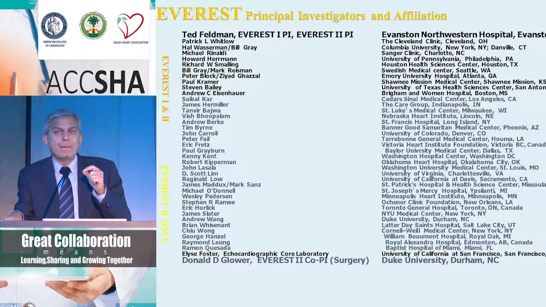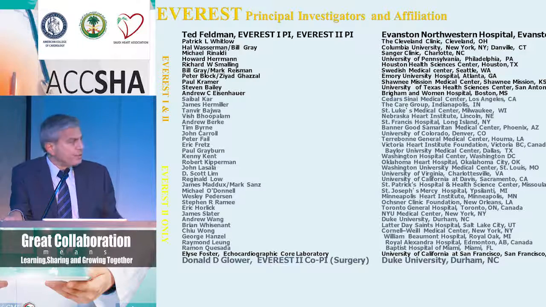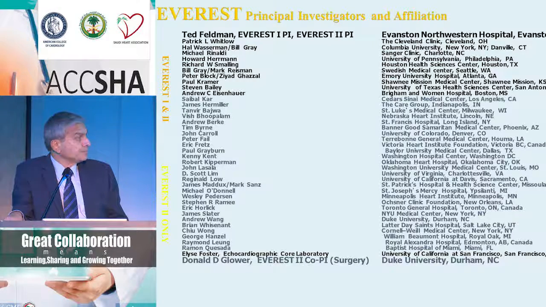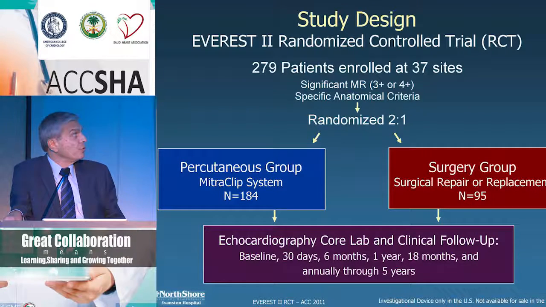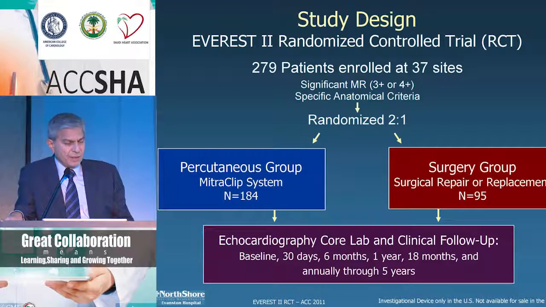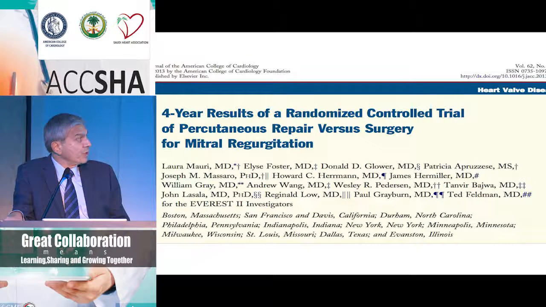So there were many patients with mitral regurgitation, but few would really satisfy the exact criteria of Everest 1 in primary degenerative MR with the exact central leak. But anyway, Everest randomized 279 patients, 2-to-1 randomization, percutaneous versus surgery. But I'll take you straight to the 4-year result of the randomized controlled trial.